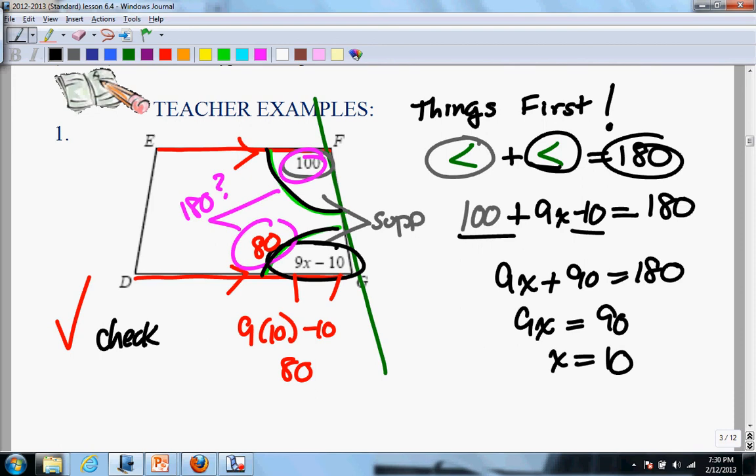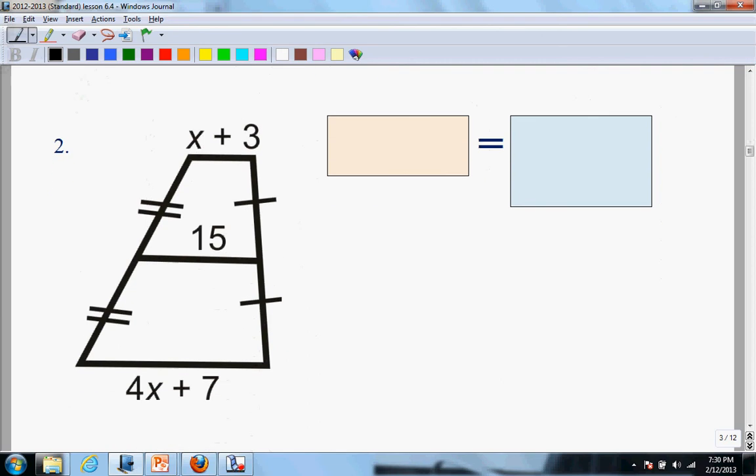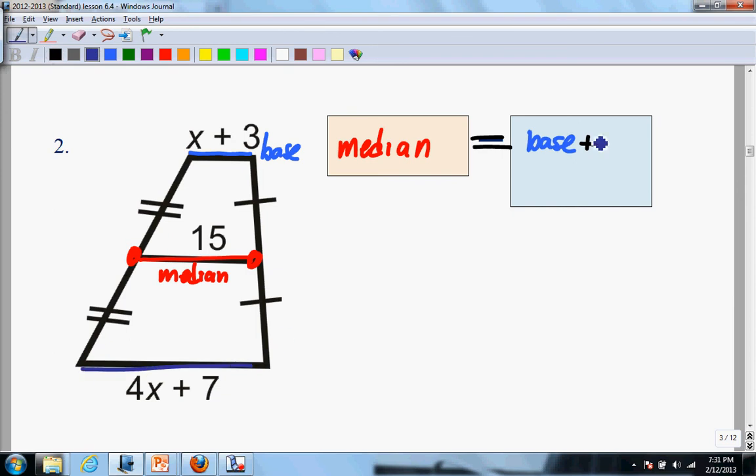Let's take a look at example number 2. We're going to be working with the side lengths here, and first the median. So darken the midpoint, connect. That's called a median. Write that up in the box here. Median equals. Trace with me. Base plus the other base over 2. The median equals the average of the bases.